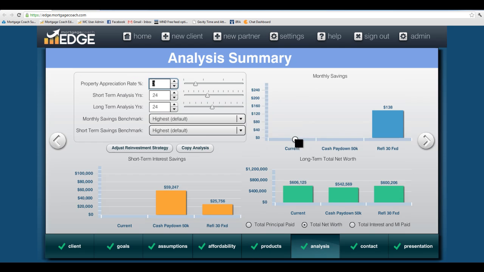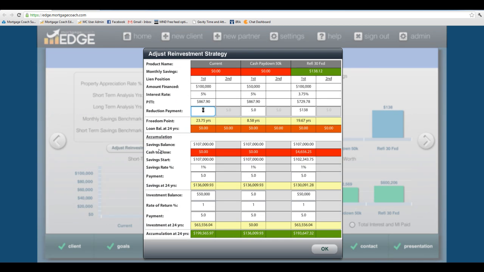So here's where the whole thing happens. When we get to the analysis screen, we go to the Adjust Reinvestment Strategy button. Now you can see on the current mortgage, what I did is we've got that $107,000. It's growing at 1% because that's what I indicated. But I accounted for keeping the 50 grand in there by doing it as an investment at the same rate. So basically this is a 157 at 1%. So you can see our total down here at the 24-year point is just about $200,000.